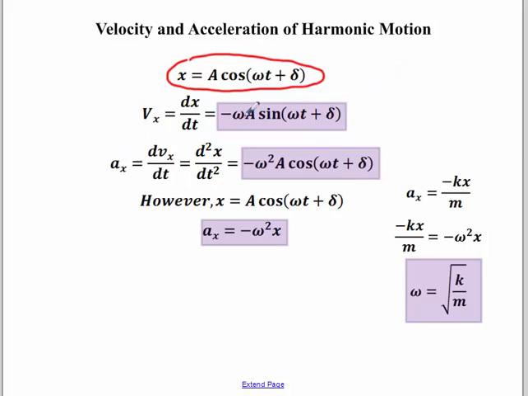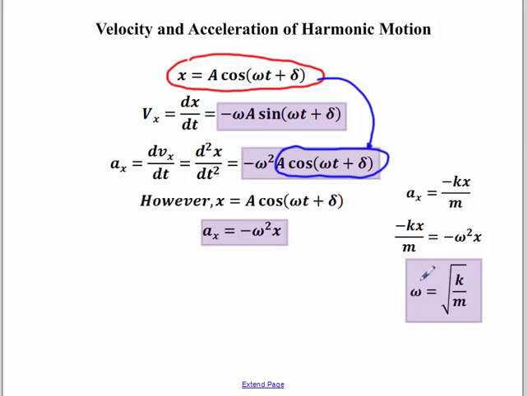As far as the acceleration, I will take the derivative of this, again using the chain rule, and I will get minus omega squared A cosine of omega t plus delta. Now note here that this value right here is exactly what we had here. So if I just substitute back in x, I can say the acceleration at any point is equal to negative omega squared times my position. That tells my acceleration at any point in time.